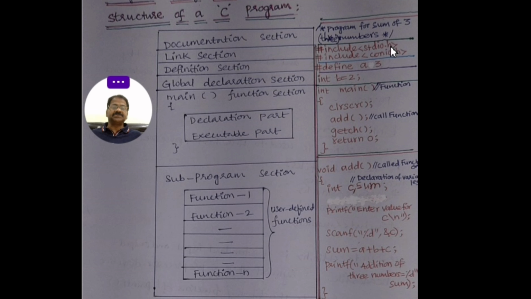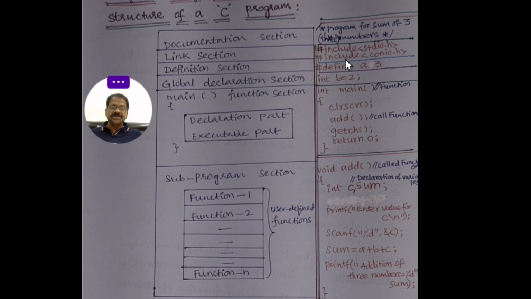Printf is used to display the message. Scanf is used to read the values through the keyboard. In the conio.h header file we have getch and clear screen functions. Here conio.h stands for console input output header file. This is the link section. We link these header files to our program.